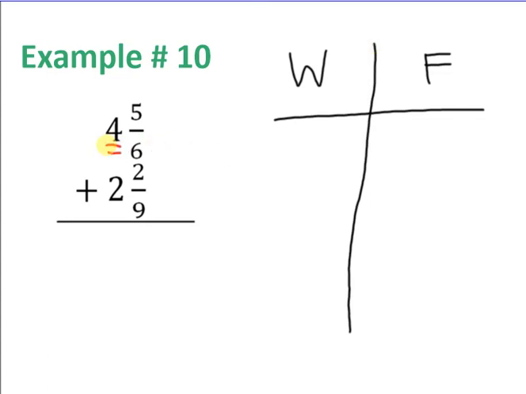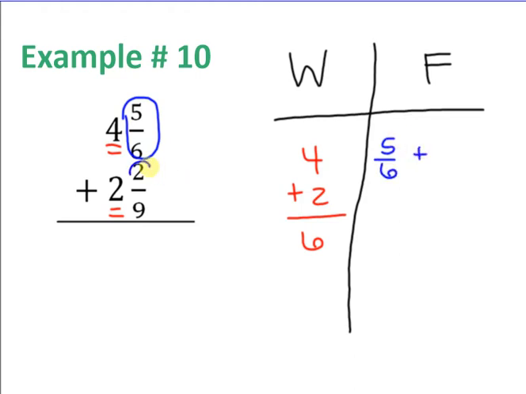Okay, here's my whole number. So I have 4 plus 2, and that's 6. All right. And this time I do not have common denominators, so I have 5/6 plus 2/9. So what is my LCM? 18.